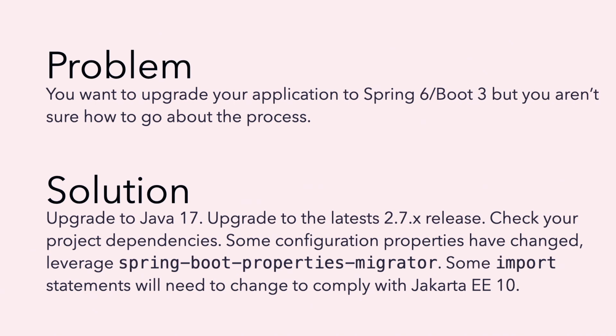Step 1, please upgrade to Java 17. That's where you're going to have some of these mechanical switches in terms of packages being renamed. You're going to want to make sure you're on the latest and greatest version of 2.7, and then double check all your project dependencies. All right, there's certainly going to be some properties that have changed. Take advantage of the properties migrator.